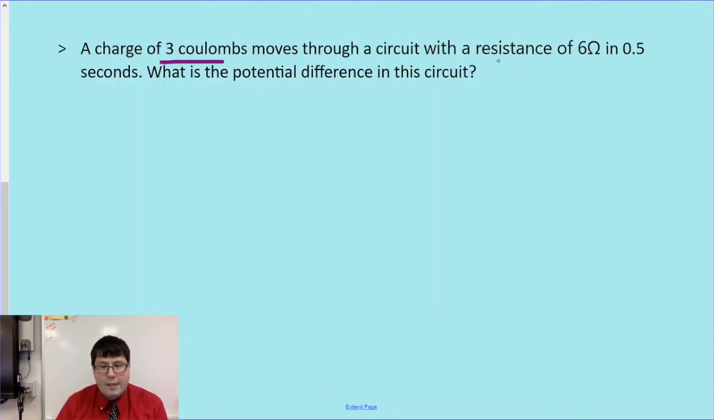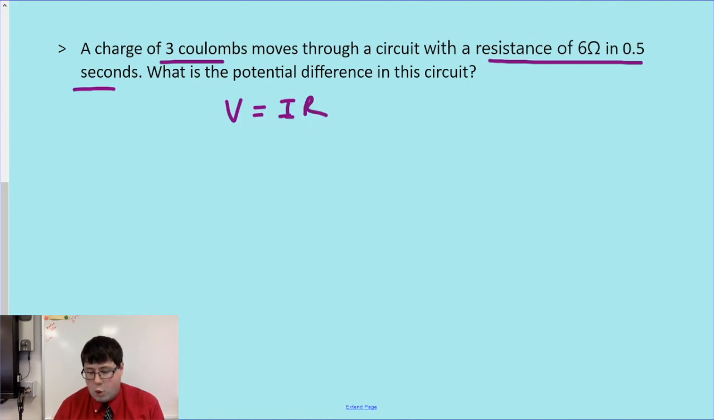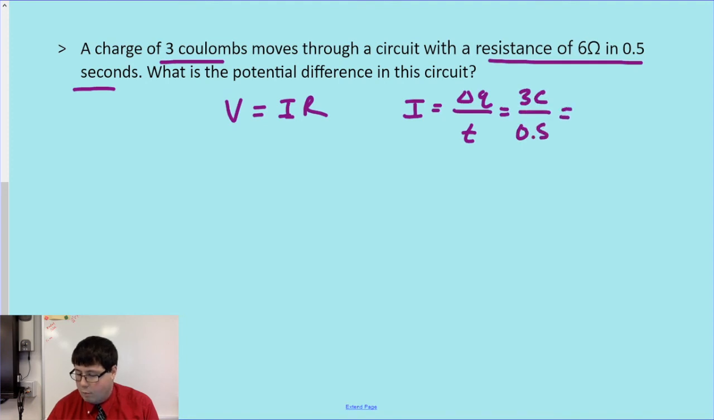And then finally, a charge of 3 coulombs moves through a circuit with a resistance of 6 ohms in 0.5 seconds. What's the potential difference in this circuit? V is equal to IR. I know that, but I don't know the current directly. Instead, I need to calculate the current first. Don't forget all those equations we've seen before, that current is the change in Q divided by T, my charge divided by time. So I take my charge, 3 coulombs, divide by the time, 0.5 seconds, to get that the current, well, it is measured in amps, but it's going to be 6 amps.